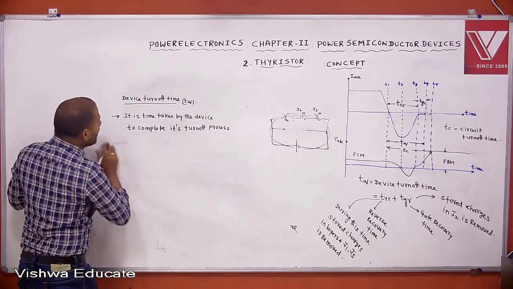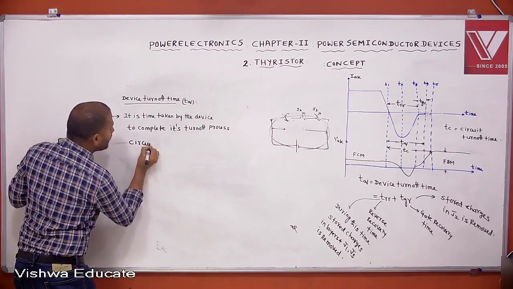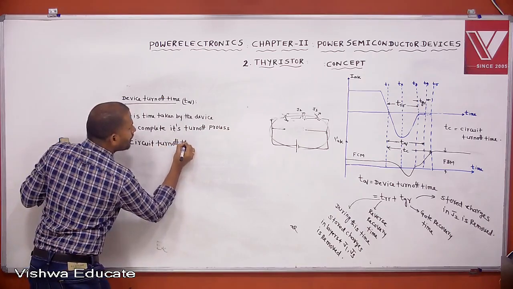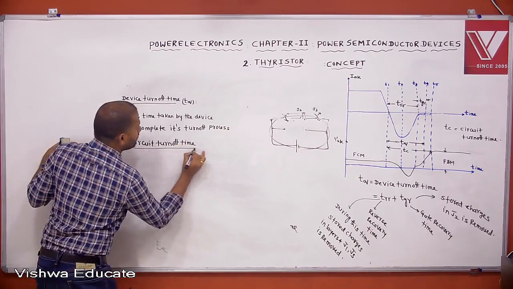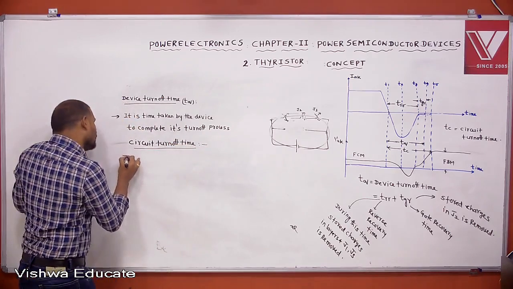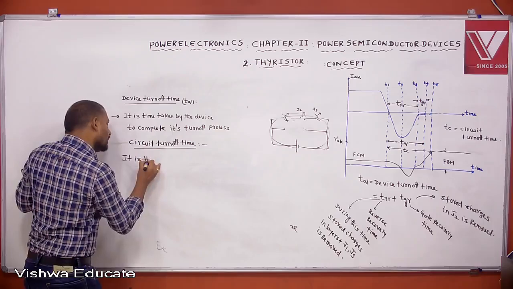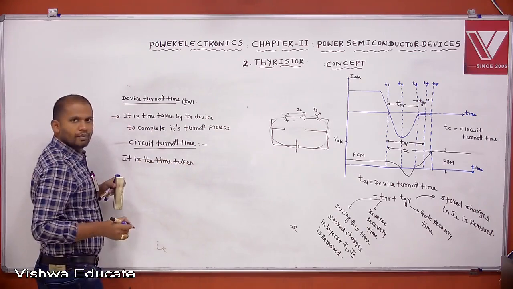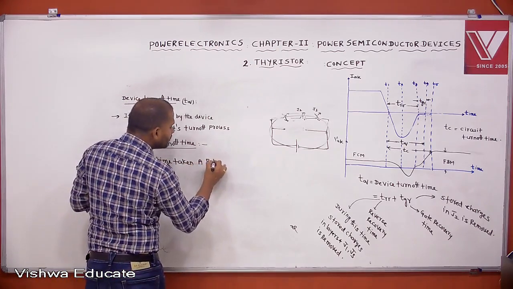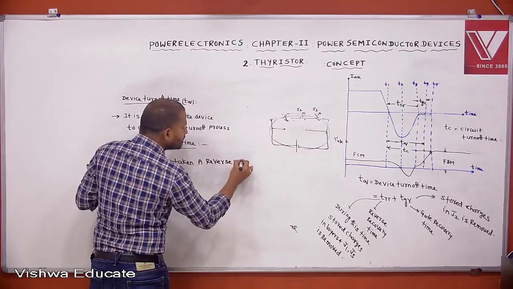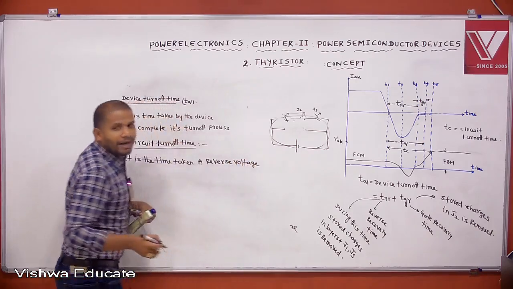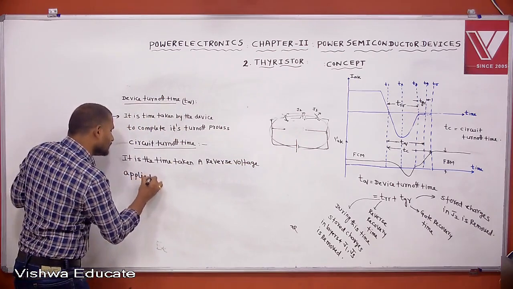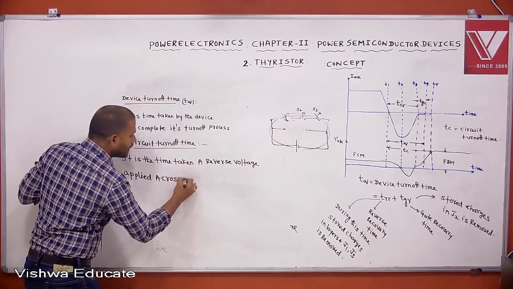What is the circuit turn off time? Circuit turn off time is the time taken by a reverse voltage applied across the device.